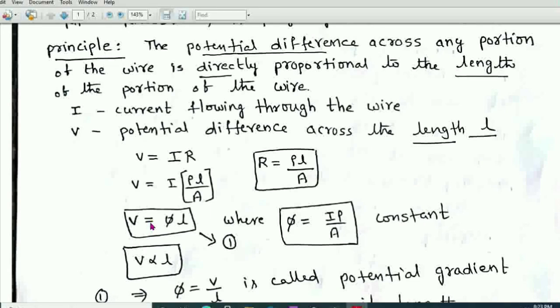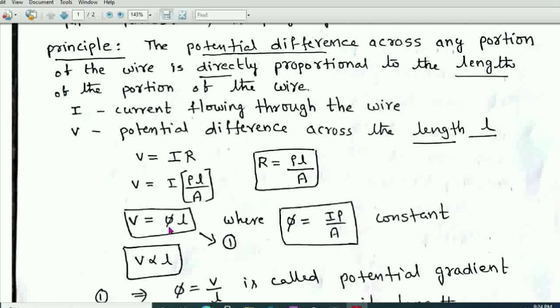Now V can be written as I into rho L by A, that is, (I rho by A) into L. Here the current I is constant, the resistivity of the material is constant, and the area of cross section is constant. So the whole term I rho by A can be taken as phi. Now it becomes V is equal to phi into L. Let it be equation number 1.